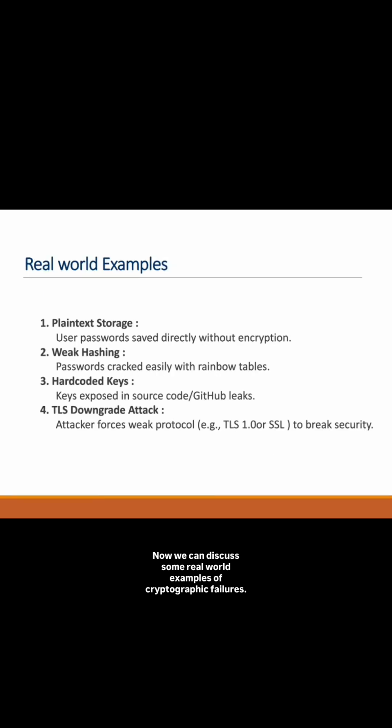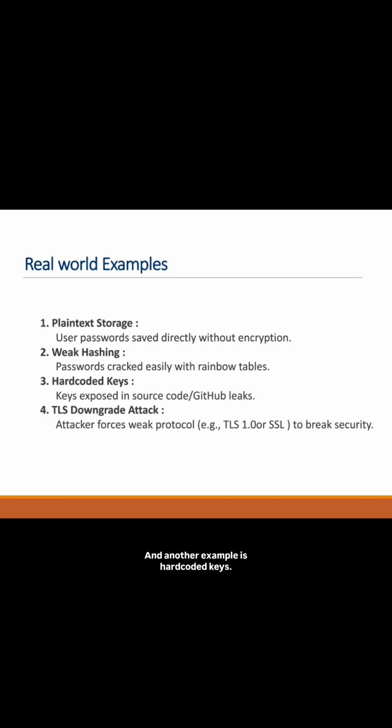Now we can discuss some real world examples of cryptographic failures. First one, plain text storage. Some companies store passwords directly as plain text in their databases. It's a bad practice. If hackers get into the database, they can see all passwords immediately without needing to crack them. And the second one is weak hashing. Some old systems use SHA1 for password hashing. It's a bad practice. SHA1 is fast and not designed for password protection. Attackers can use rainbow tables or brute force to crack millions of hashes quickly.